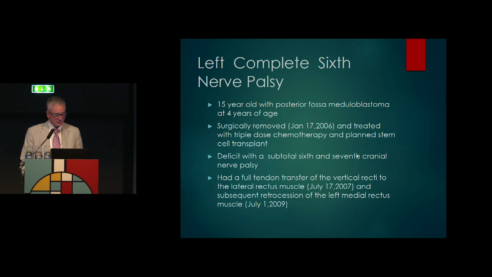This is a patient, a 15-year-old. A posterior fossa medulloblastoma was surgically removed in 2006, at 4 years of age. She received triple dose chemotherapy, and there was a planned stem cell transplant, so she donated her cells prior to therapy, and after therapy, she had a transplant. She continued with subtotal 6th and 7th nerve palsies. She also had her neoplastic problems complicated with a stroke.